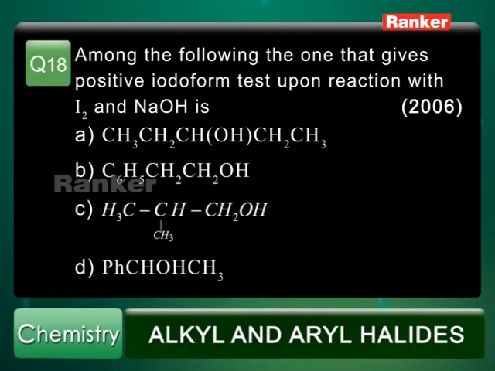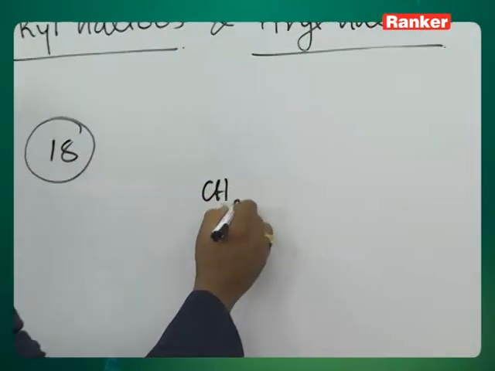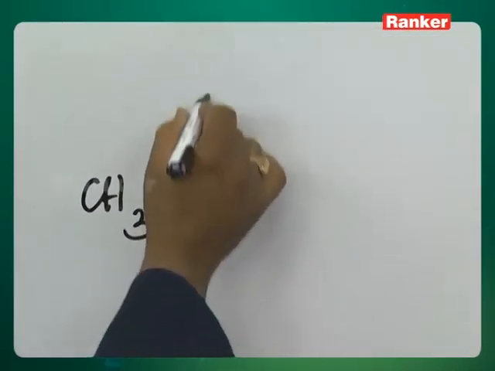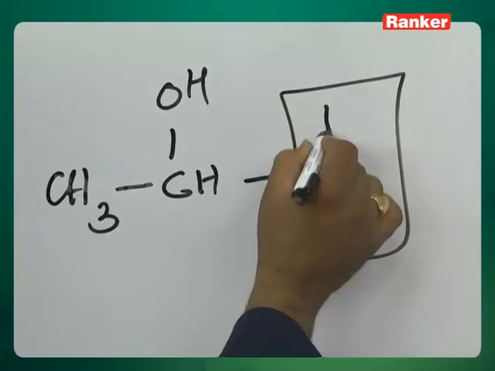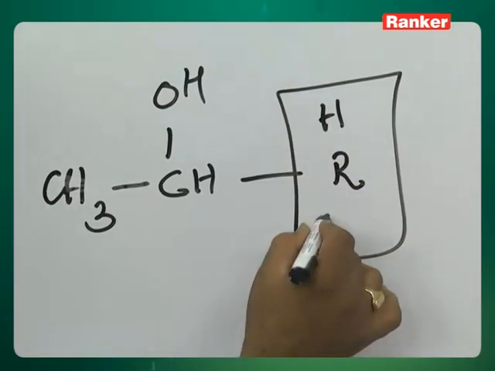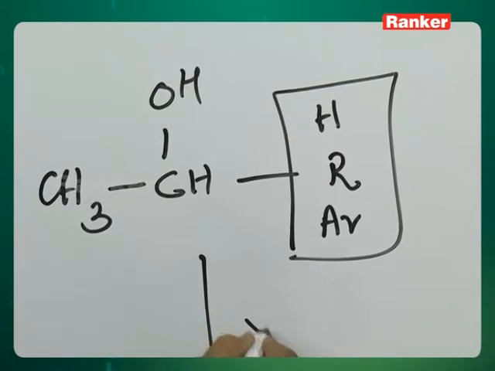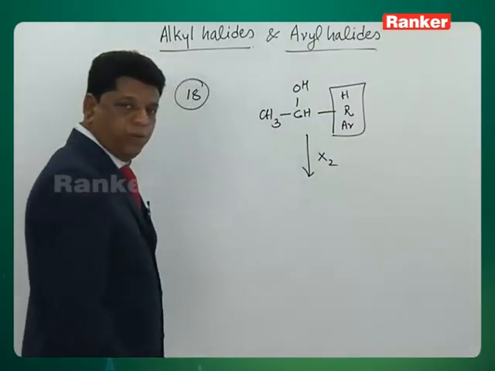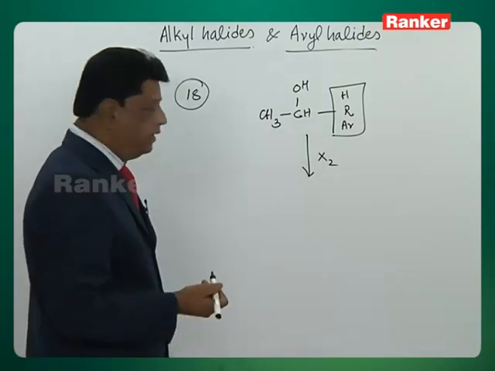Among the following, the one that gives a positive iodoform test upon reaction with iodine and NaOH has been given as different types of alcohols. Let us go to the theory here. All the alcohols which have this type of function, this side you can have an option: it can be hydrogen, or any alkyl group, or any aromatic group. All these alcohols, when you treat them with X2, where X can be chloro, bromo, or iodo. In the case of iodine, you will get a yellow precipitate; otherwise the precipitate cannot be formed.